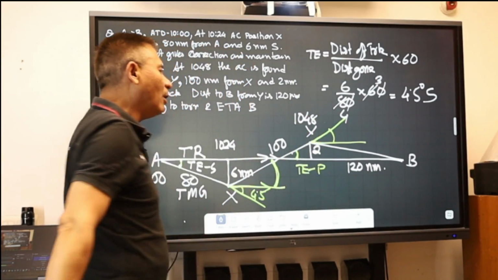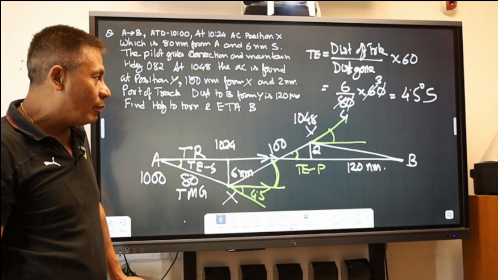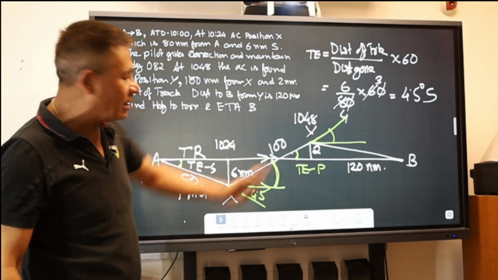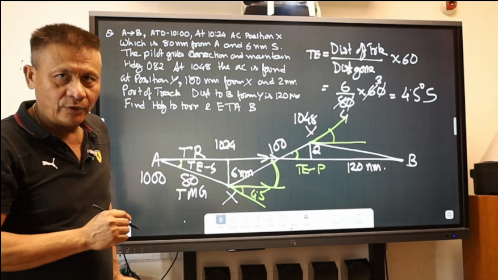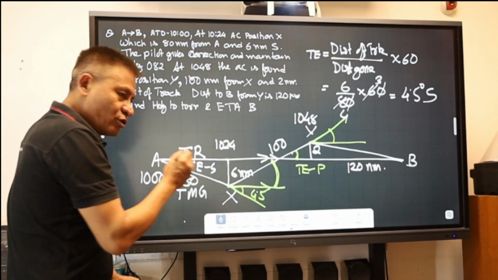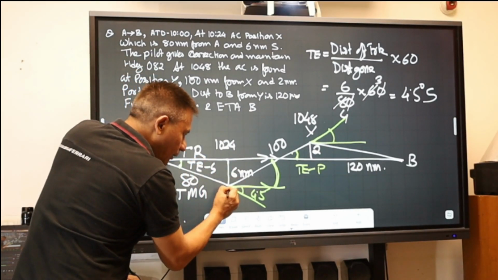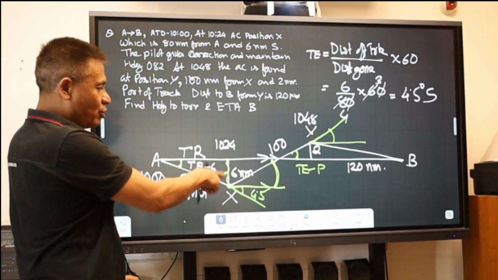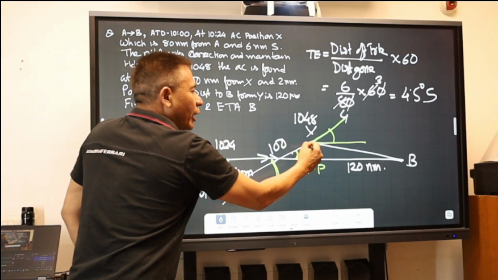We will find out the value. How will we find out the value? The distance travelled is 100 nautical miles. Now in this case, the distance off track is going to be measured from here. 6 nautical miles here. Kindly have a look here. 6 nautical miles here and the 2 nautical miles here.